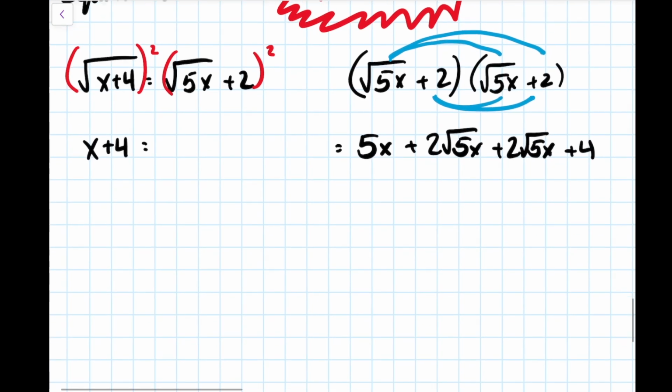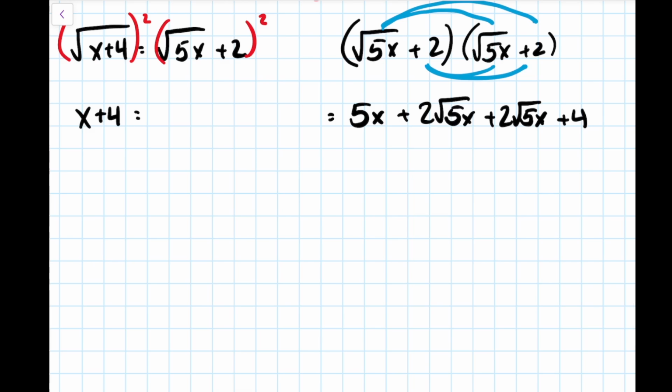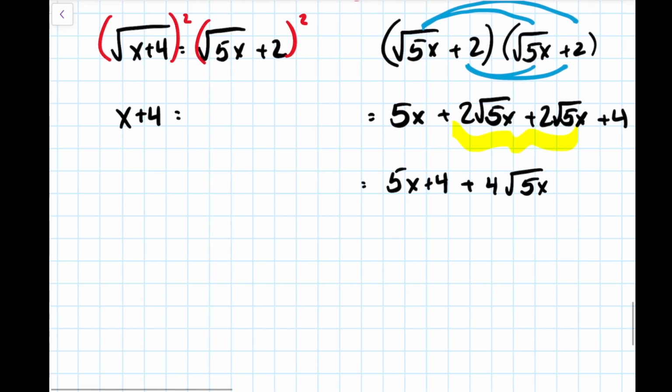That one's easy. Now you'd want to simplify this as much as you can. Maybe you can combine some like terms like we can in this case. So 2 root 5x plus 2 root 5x is going to get us 4 root 5x, and I'm also going to move that plus 4 at the end up, not for any particular reason, just because it looks better to me. And so that leaves me here. So let's put this back into our equation and go from there.